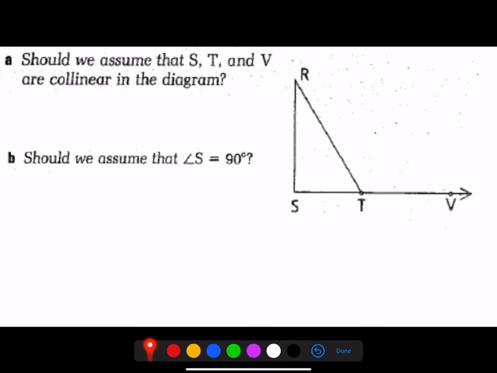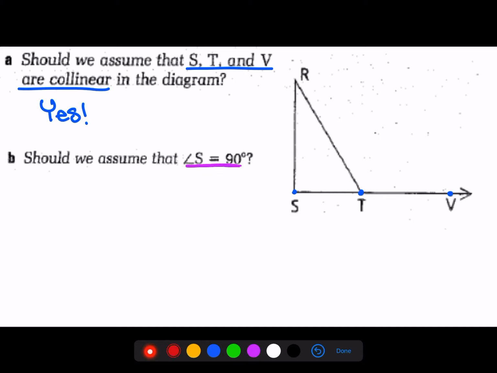So, should we assume on this diagram to the right here that points S, T, and V are collinear? Well, if we look over at this diagram, we have points S, T, and V. And since they all lie on the same line, we can in fact state that they are collinear. We can assume that.